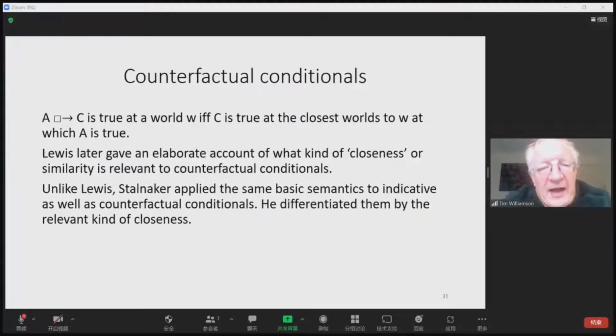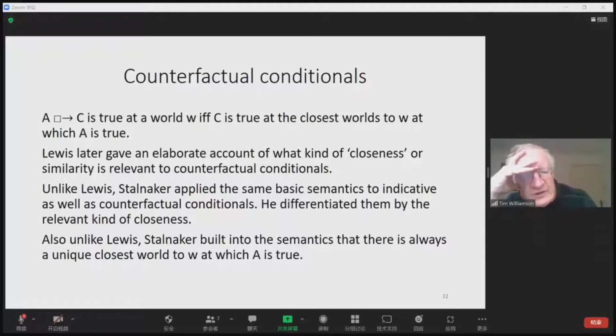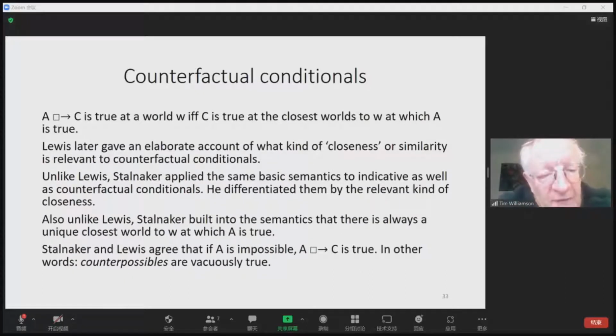Stalnaker was a little bit different from Lewis. He applied the same basic semantics to both indicative and counterfactual conditionals, and he differentiated them by the relevant kind of closeness, which he thought was supplied by the context. Another important difference between Lewis and Stalnaker is that Stalnaker built it into his semantics that there's always a unique closest world to W at which A is true. And that has some significant effects on the logic of conditionals for Stalnaker.